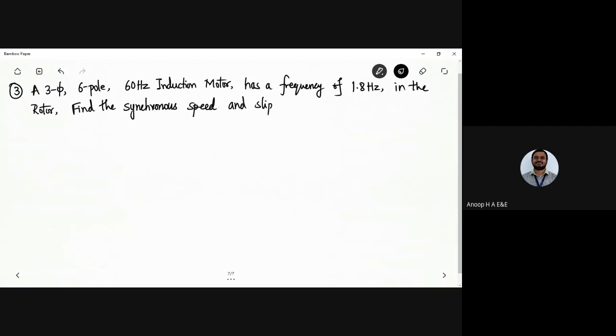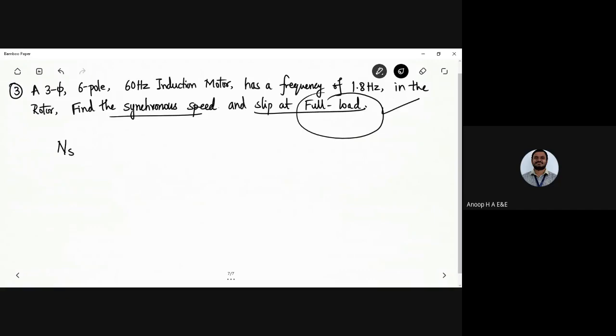slip at full load. Always remember, whatever value you calculate for slip is assumed to be at full load condition. You will not get a problem at half load, you will always get it as full load only. Now let me solve this quickly. We need to find the synchronous speed and slip.